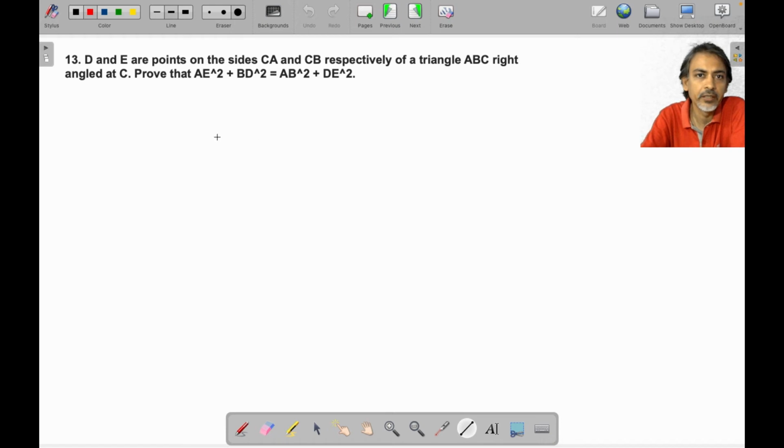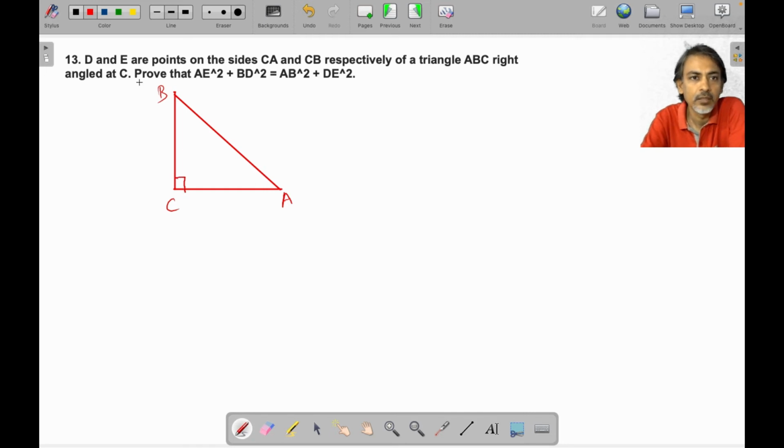Given that there is a right angle triangle, so let's make a right angle triangle first. There is a right angle triangle. Alright. Right angle at C, then this is A, this is B, and this is the right angle at C. Given that there are D and E points on side CA, so there is a point D somewhere here, there is a point E somewhere here is what is given.